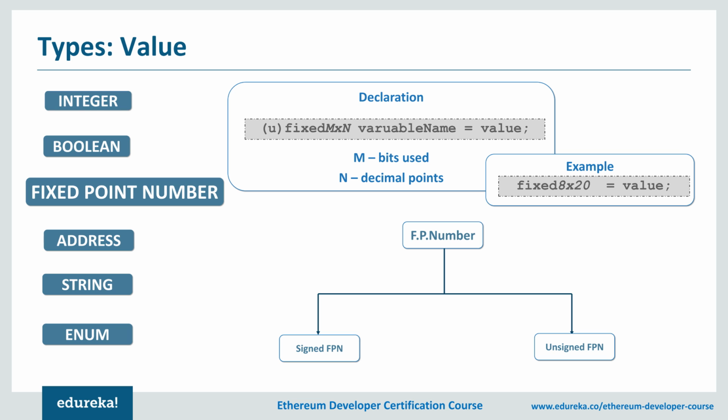It's really important to note that m must be divisible by 8 and goes from 8 to 256 bits, while n must be between 0 and 80, inclusive of both 0 and 80. Unsigned fixed integers and fixed integers are aliases of uFixed 128 cross 18 and fixed 128 cross 18 respectively.